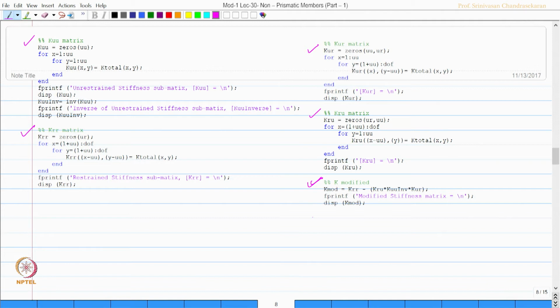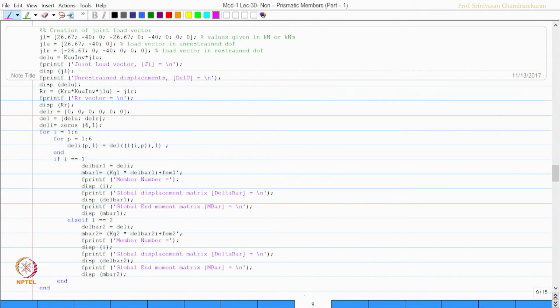Okay. So, we get KUU, we also get KUU inverse, you can see that here. Okay. We also get KRR, we also get KUR, we also get KRU. Then using this manipulation from the equation, we get completely K modified, which is printed here. Okay. Once I get that, we create a joint load vector. Joint load vector is a reversal of fixed end moments.